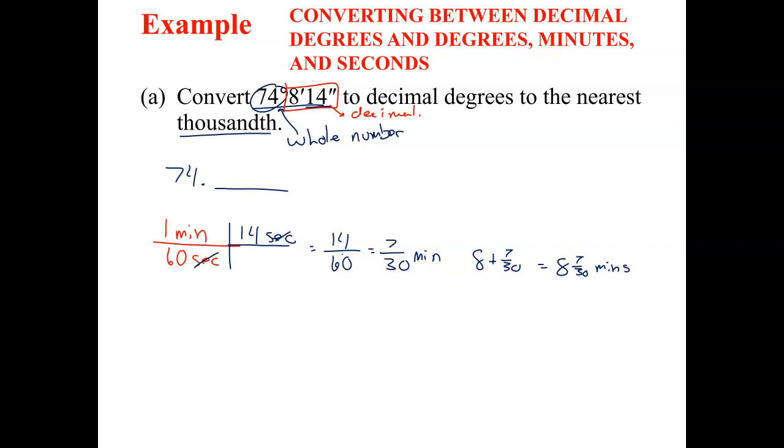Now what I need to do is take the minutes and turn them into degrees, and that will give me the final decimal. I'm going to do the same process. What I did here is I took seconds and divided by 60. Since I'm still going up, I'm going to take my minutes and divide them by 60.